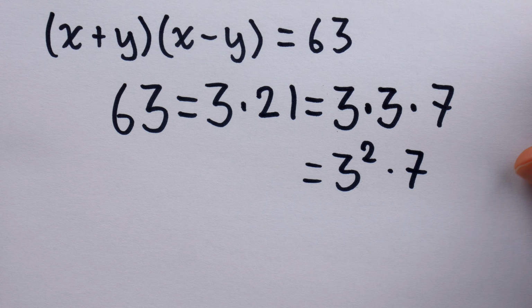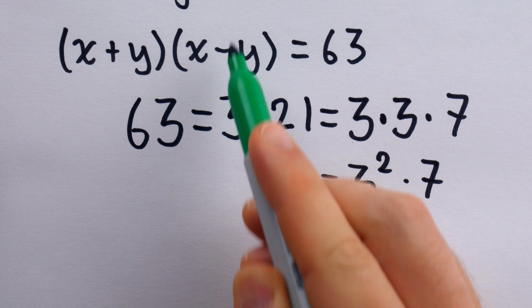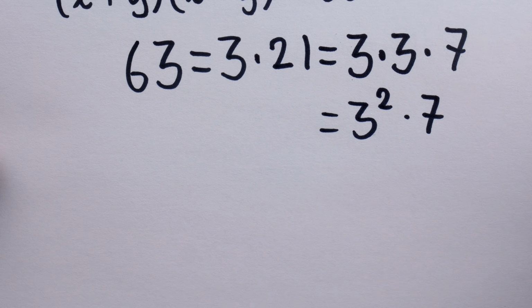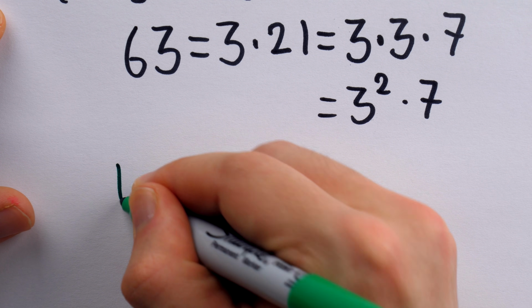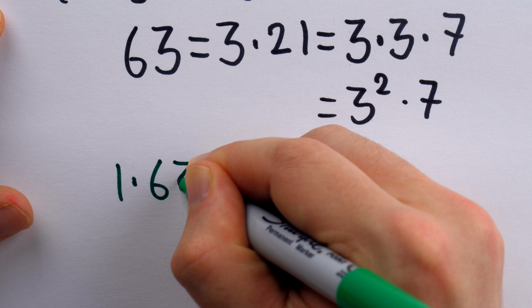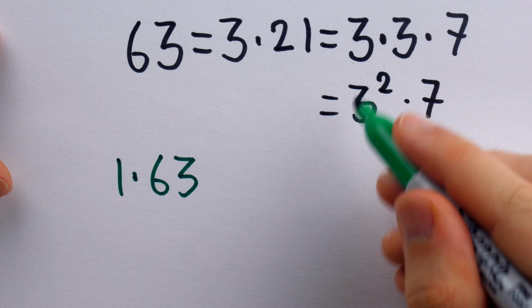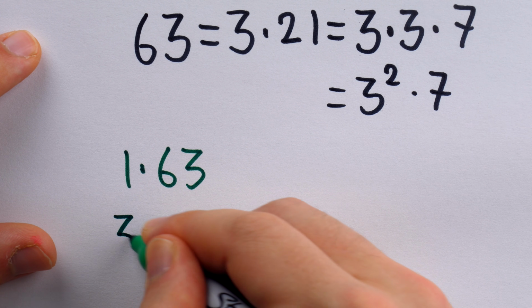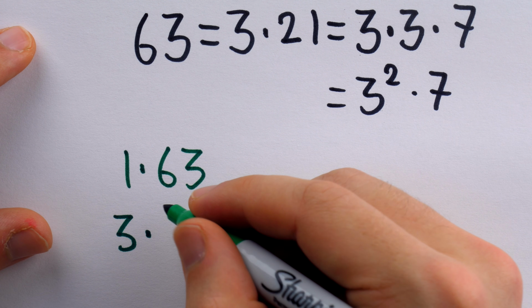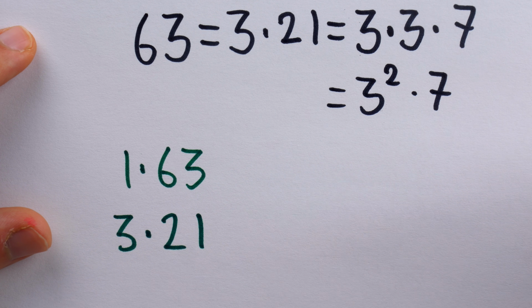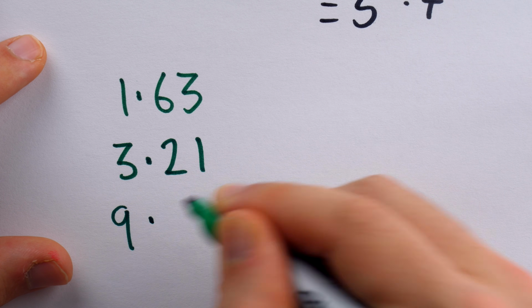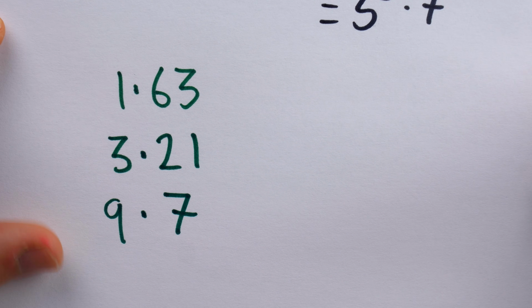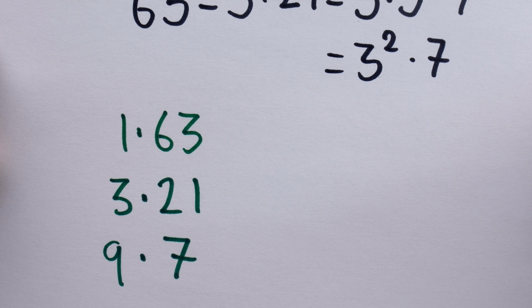So what are our possible factorizations, x plus y times x minus y? Well, we could have none of these factors, which would be 1, and then that would leave 63 for the other factor. We could have one factor of 3, and then the 3 and the 7, which is 21 in the other factor. We could have two factors of 3 in one factor, which is 9, and 7 in the other factor.